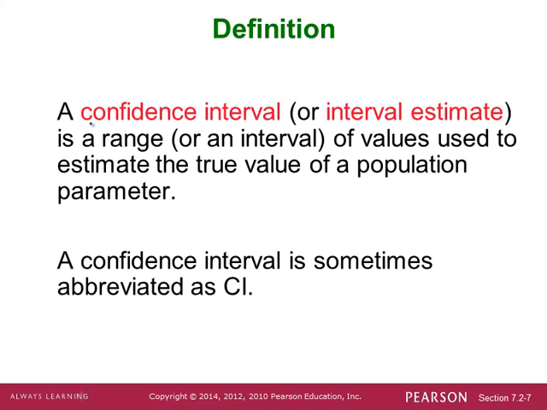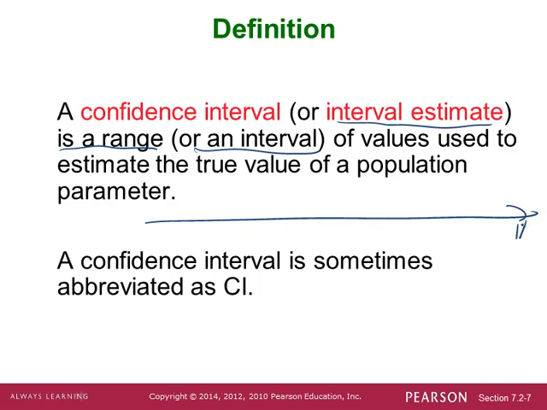Now we're going to talk about computing a confidence interval, otherwise known as an interval estimate. It's a range or an interval of values used to estimate the true value of the population parameter. So here's what it looks like on the real number line. On the real number line, we have the set of real numbers, and we're going to calculate p hat.